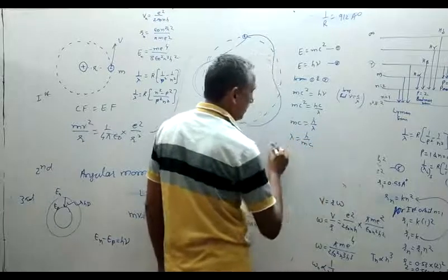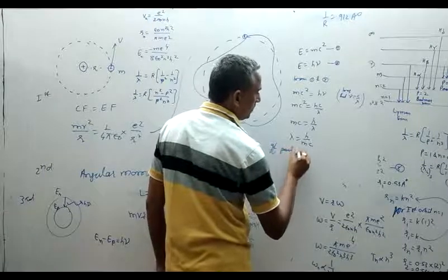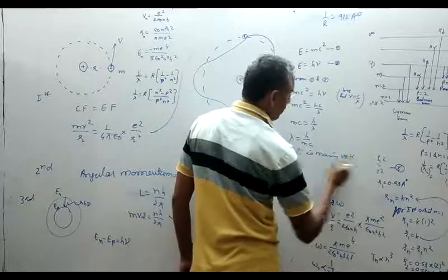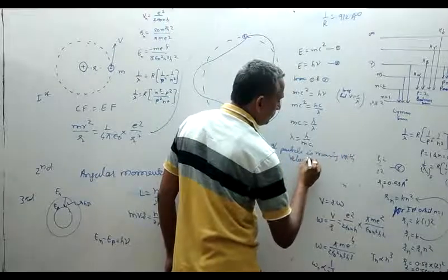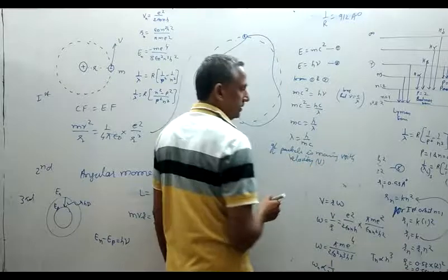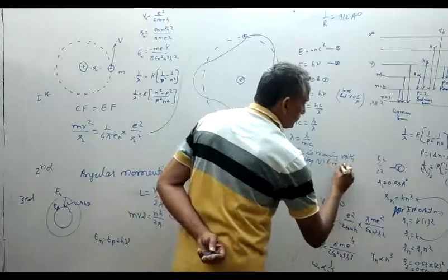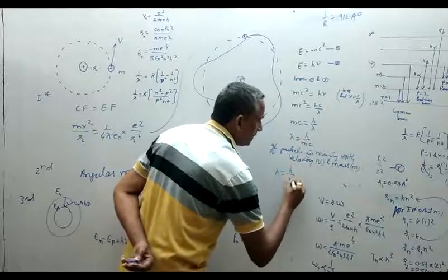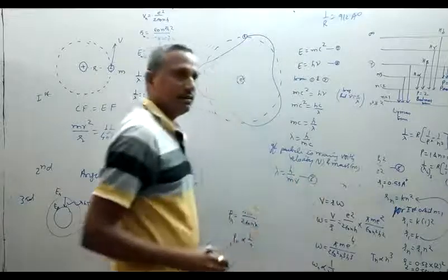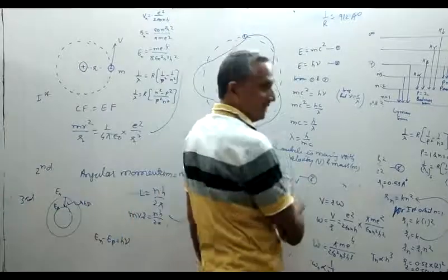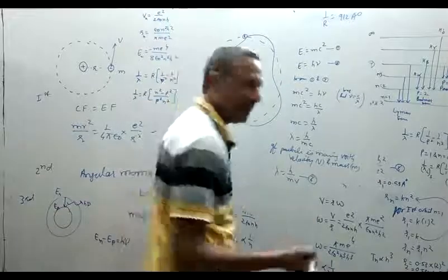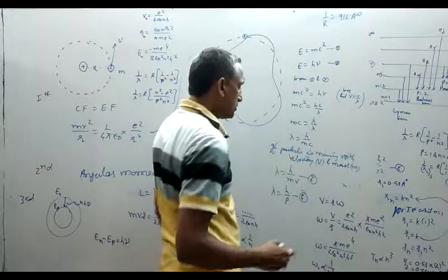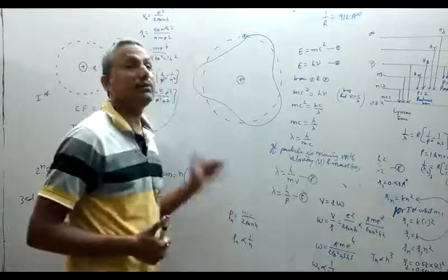But here, if a particle is moving with velocity v and having mass m, then this formula becomes lambda is equal to h upon mv, equation number 3. Now we know what mv is. mv is the product of mass and velocity, called momentum. So therefore lambda is equal to h upon p, equation number 4. So this is the expression for the de Broglie wave.